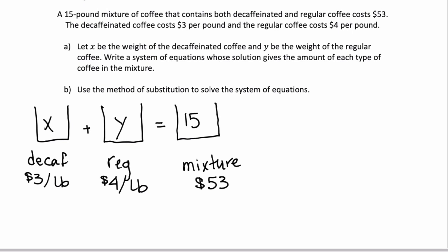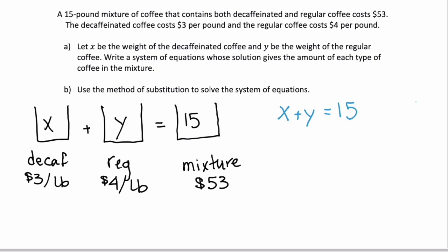So notice right away we have our first equation. X, the weight of decaf coffee, plus Y, the weight of the regular coffee, equals 15 pounds. So when we add the two coffee weights together, we need a total of 15 pounds.